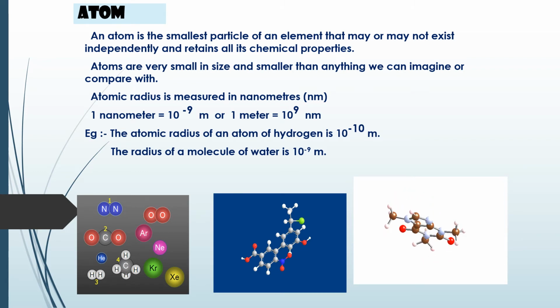The atomic radius of an atom of hydrogen is 10 raised to minus 10 meter. The radius of a molecule of water is 10 raised to minus 9 meter. It is 1 nanometer. So that is the size. It is highly negligible, highly small. Now this Dalton's atomic theory suggested that atom cannot be divided into smaller particles. Later on we are going to look into the fact that atom is further divided into smaller subatomic particles. So this is about atom.